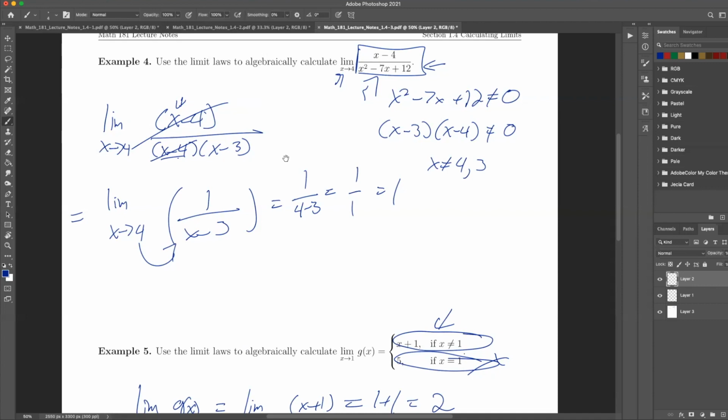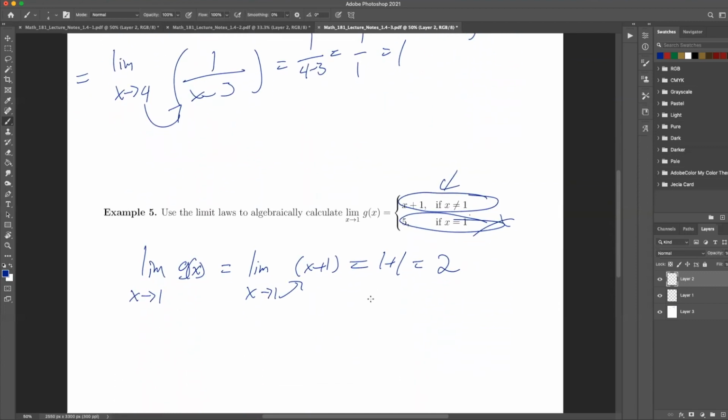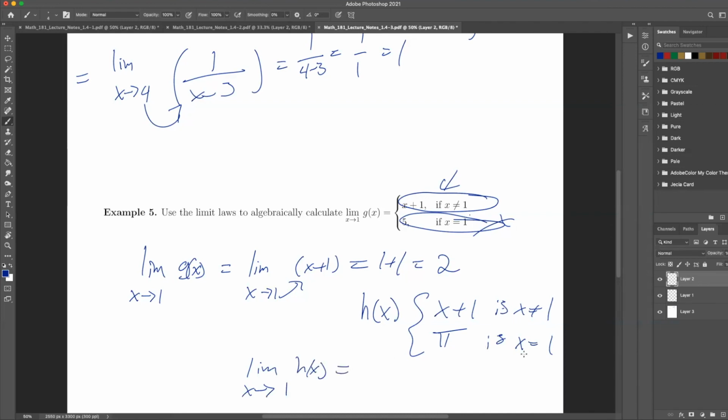Here, since we're arbitrarily close to a number, we actually don't care what the value is. This graph is just going to look like this, right? And just for the sake of fun argument, let's do the limit of h of x, where h of x is x plus 1 if x is not equal to 1, and pi if x is equal to 1. Well, what's the limit as x approaches 1 of h of x? Does anyone know? What's this limit?